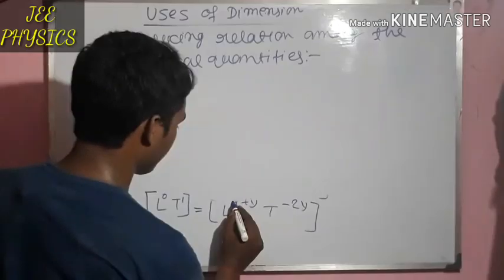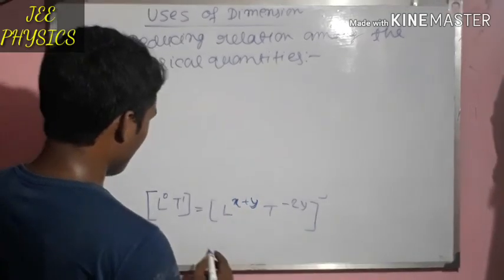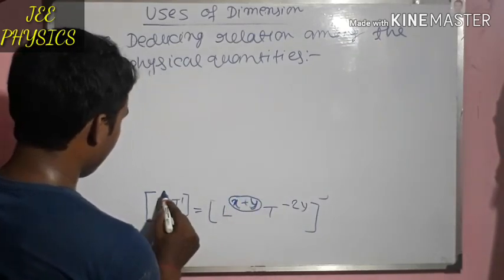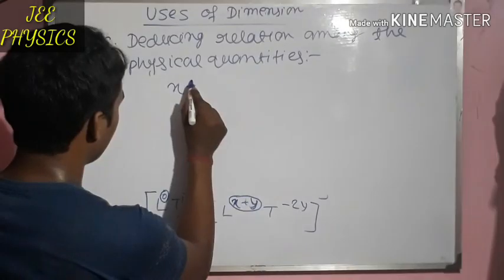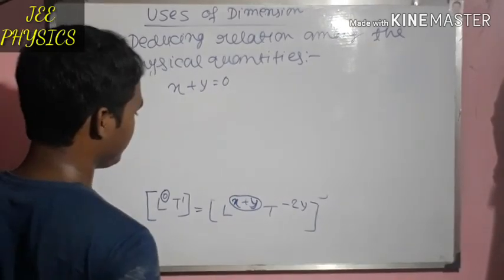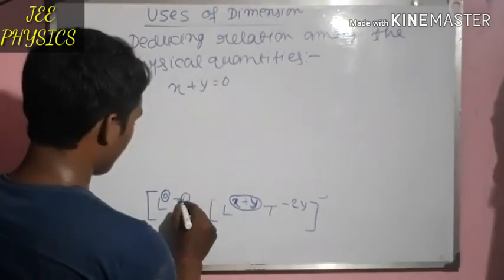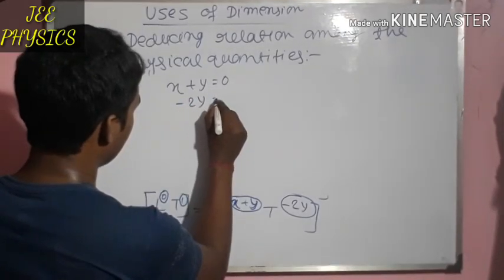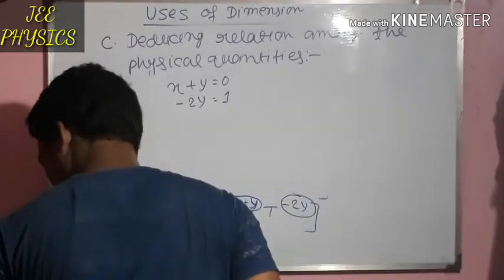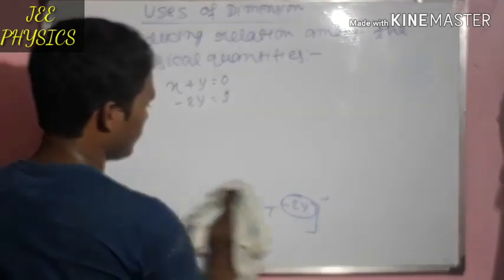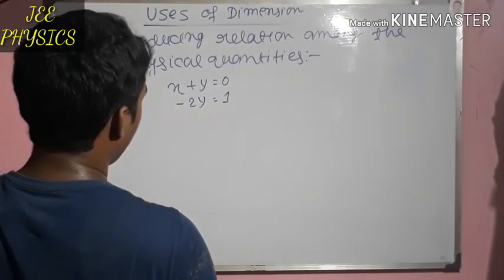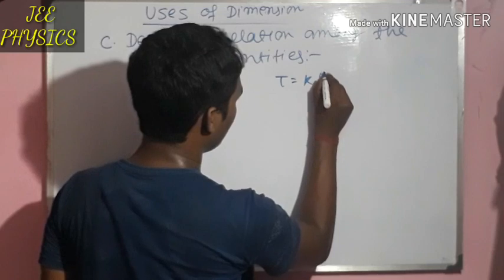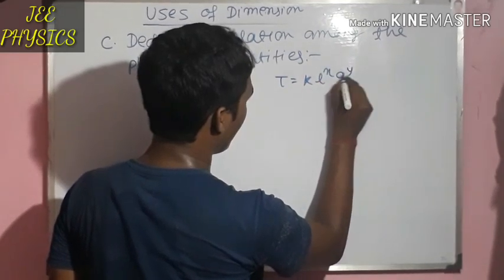Then here power of L is x plus y, and here it is 0. So x plus y is equal to 0. Here the power of T is 1, and here it is minus 2y. Therefore minus 2y should be equal to 1. So we have got two equations and two unknowns, and here I write that t is equal to k L to the power x, g to the power y.